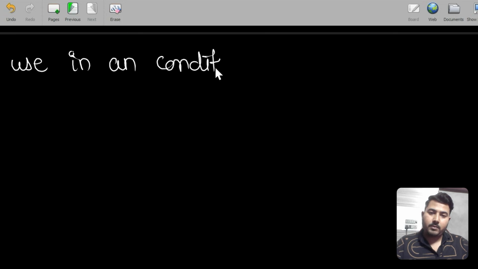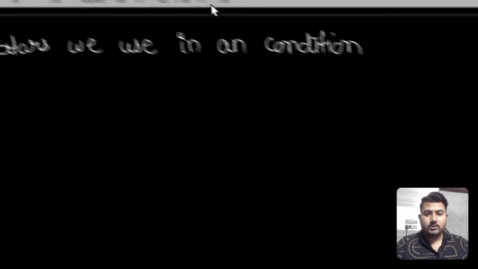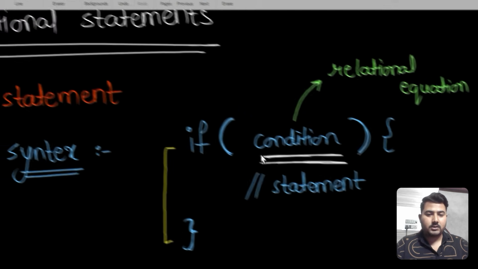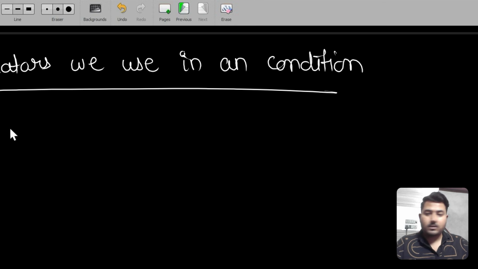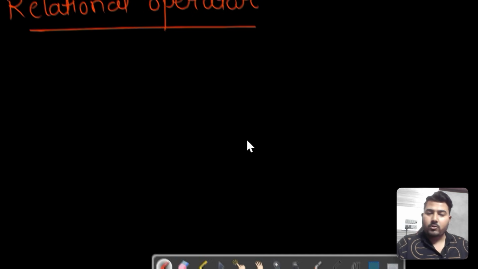Only two types of operators we majorly use in these conditions. What do I mean by condition? Those conditions which I've been mentioning here, these conditions I'm talking about. One major one is the relational operator. That is a comparison operator, you can also say.